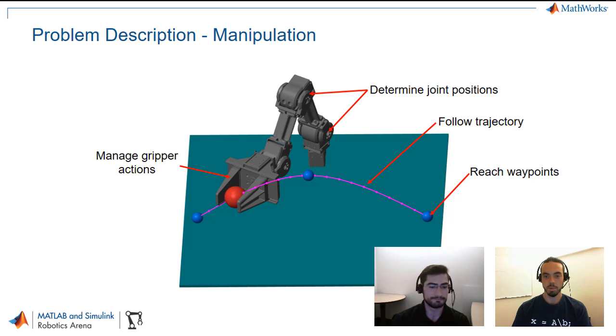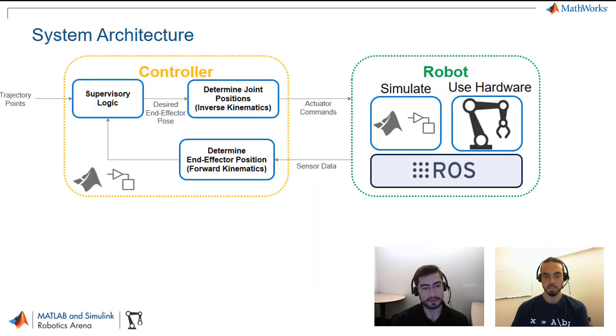And after that, we're probably going to drop the ball and come up with some other manipulation tasks that we can accomplish. Awesome. The system architecture for this is going to be controller and the robot. We'll start looking at the robot. The robot can obviously be a simulation, it can be a piece of hardware, or it can be interacting directly with ROS. As you guys have seen probably in some videos from the robotics arena, you can interact with ROS directly from either Simulink or MATLAB. So this is going to be directly applicable to any of that.